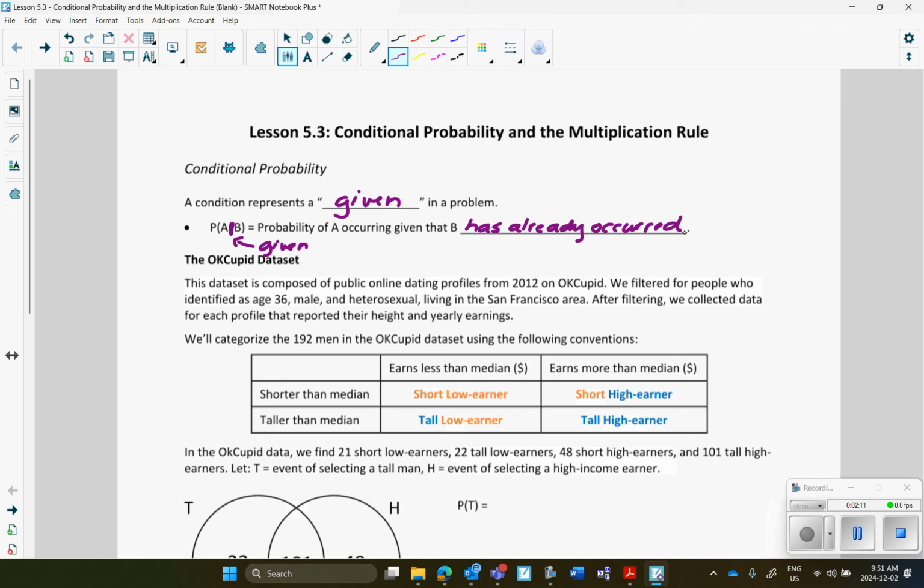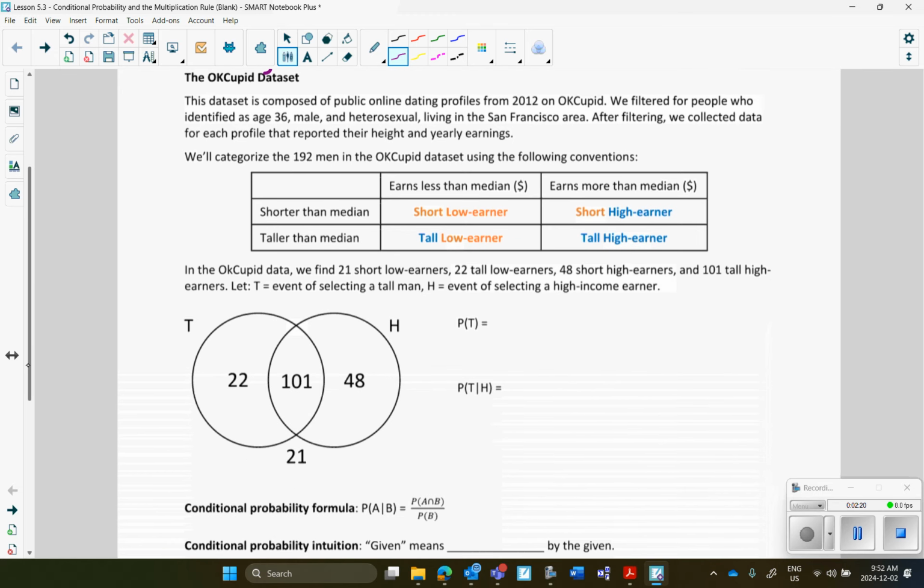And we're back to our OkCupid example that we did in the last lesson, where we broke it down by two categorical variables: whether the men earned more than the median or less, and whether they were taller than the median male height or shorter. We showed it in a Venn diagram like you see here. We can show it in a table like you'll see below. We'll talk about something else, how we can show it, a little bit later on in this lesson. But for now, here are the numbers.